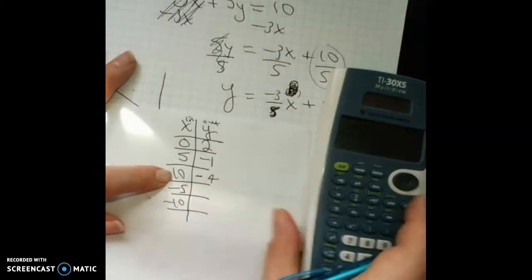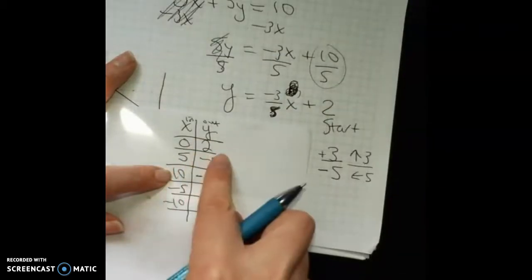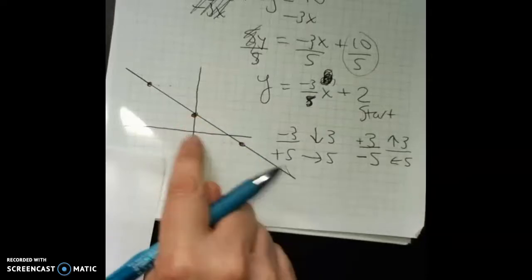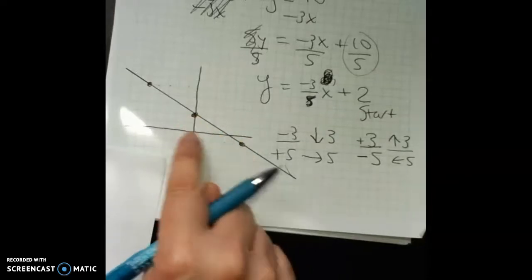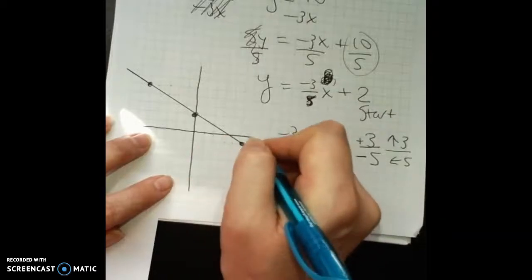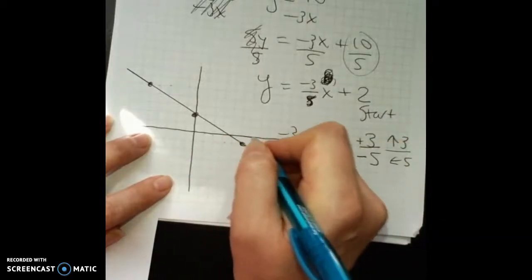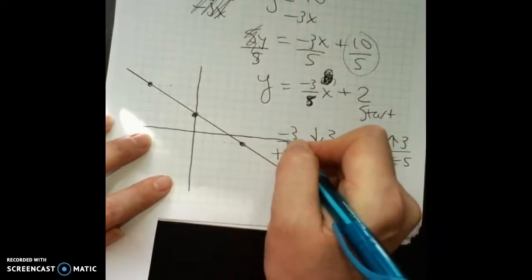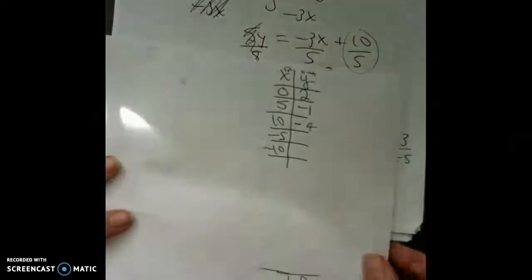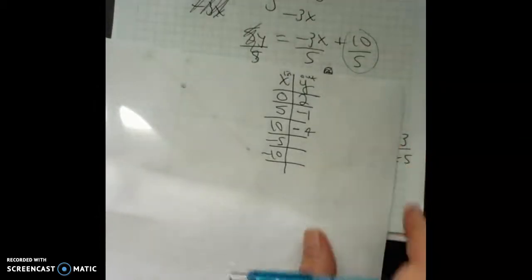And again, if you graph these points, you're going to get this exact same graph. At 0, 2, you put a dot, go over 5, -1, put a dot, and then of course if you went over 10, so 1, 2, 3, 4, 5, 6, 7, 8, 9, 10, and go down 4, 1, 2, 3, 4, your point is still on the line. So those are some options for graphing.